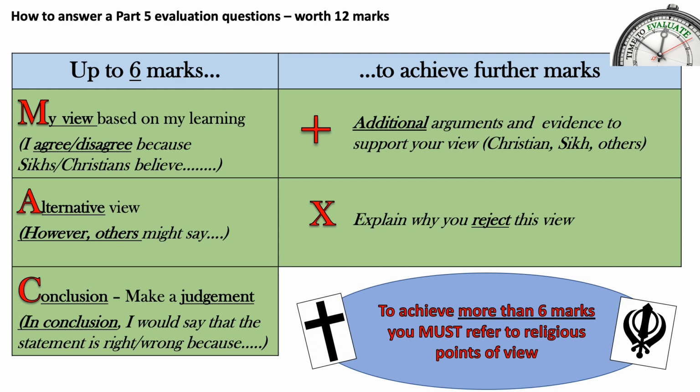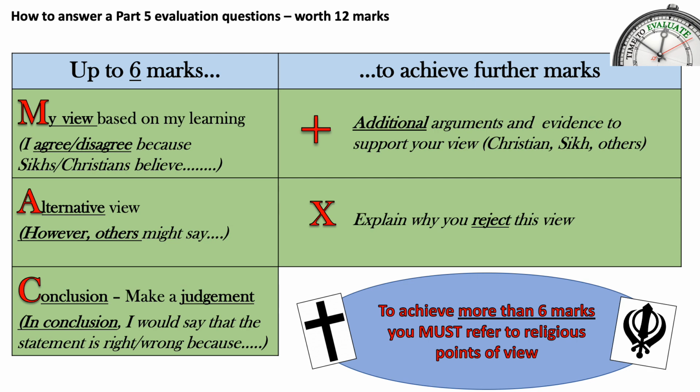So, looking at the MAC technique then to help you answer your question. The first paragraph that you need to write needs to refer to the M, which is for your own view based on the learning that you have done in lessons. So what do you already know from your learning about Sikhism and about Christianity, which will help inform your view in that first paragraph?